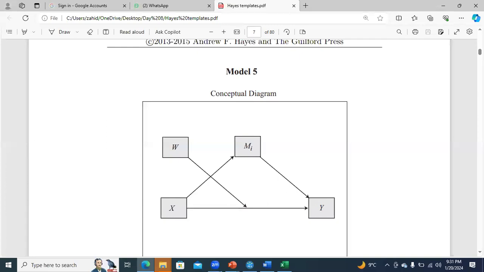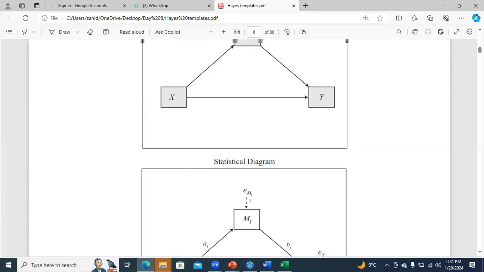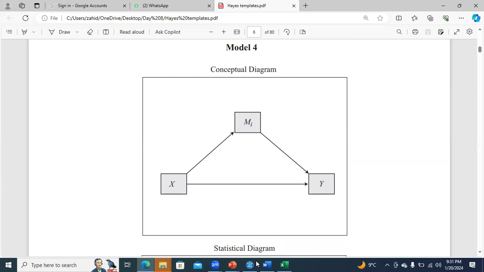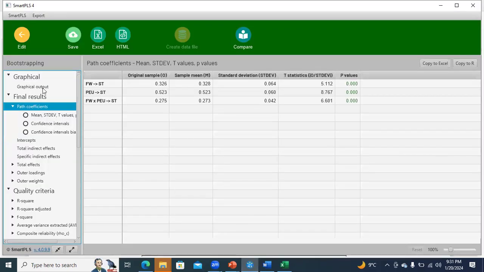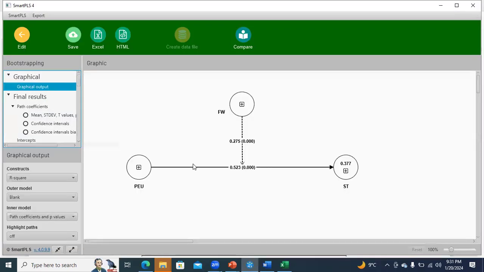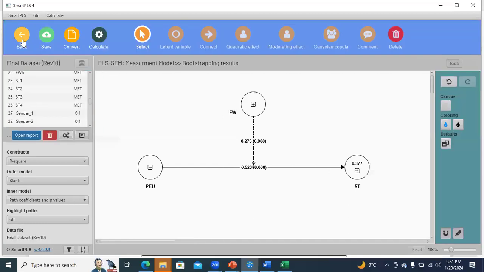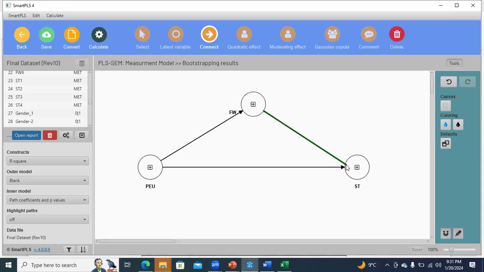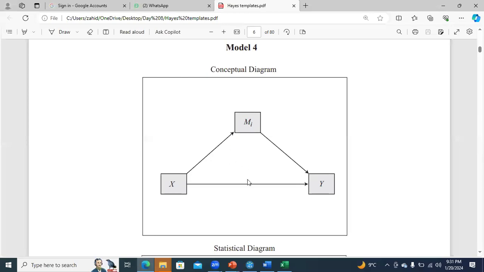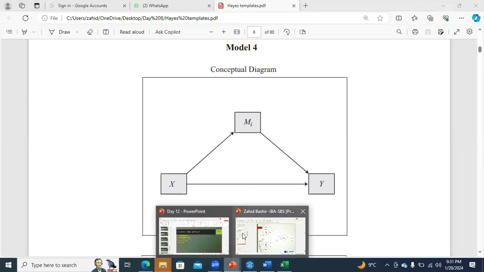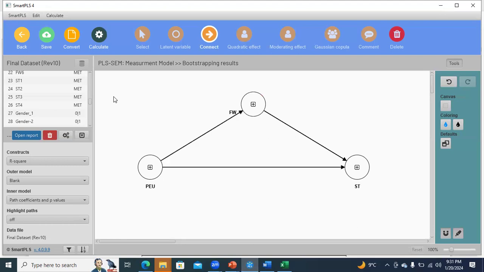For example, if I want to have the mediation like this, how can I apply? Just go to the graphical results. Just delete this path. I want to run a mediation analysis. You just need to draw it, how you want to run it. So it looks like a Hayes process simple mediation model. So I can run it smoothly.